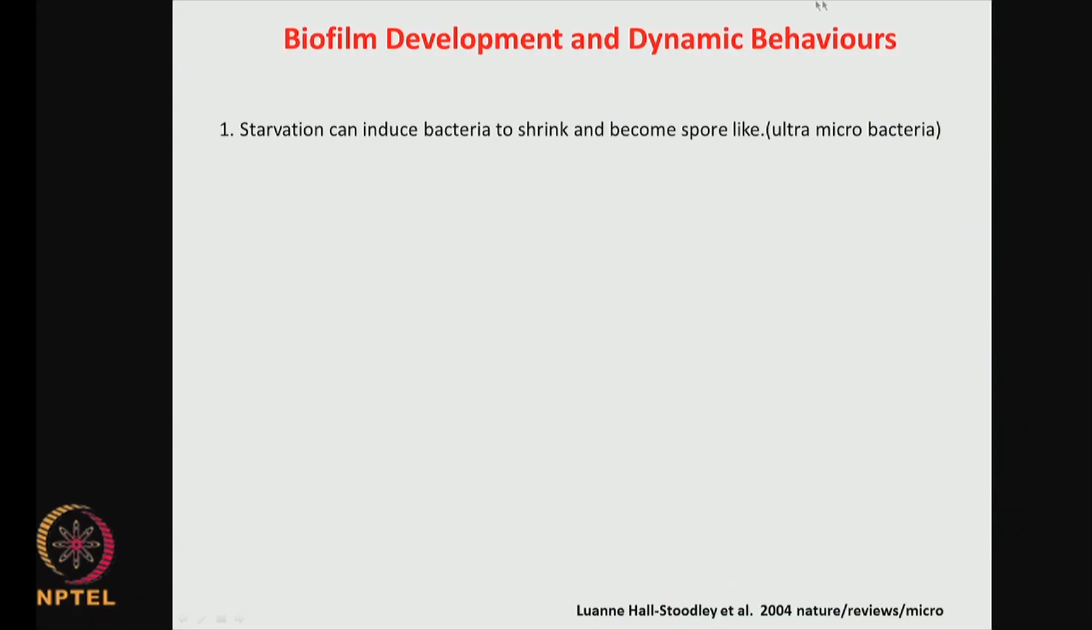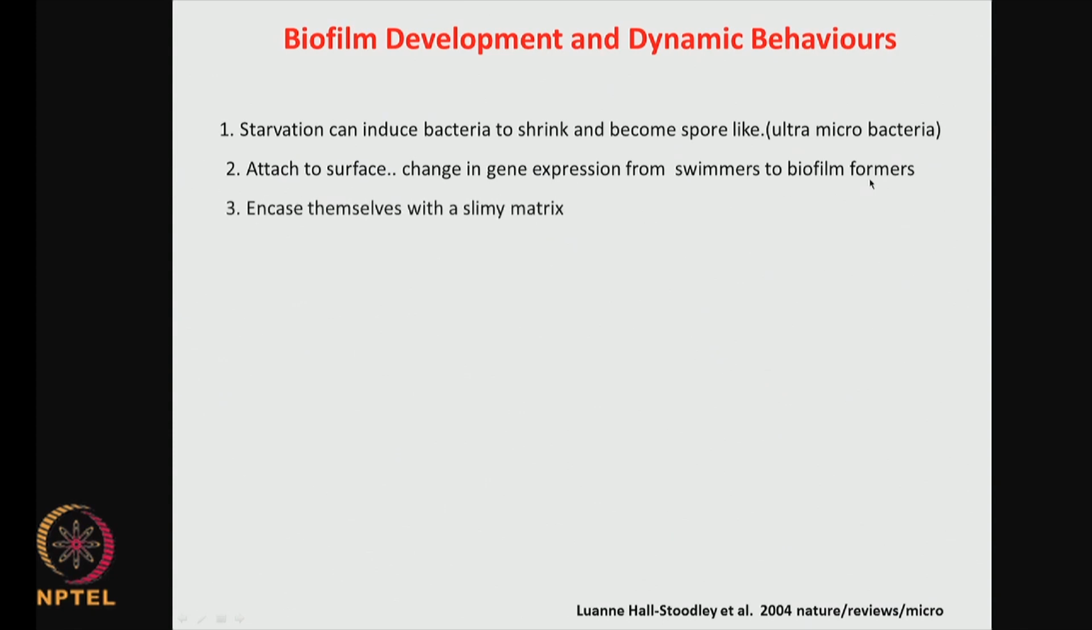So what happens is bacteria, when it undergoes starvation, can shrink and become spores. So they become very, very small, ultra micro bacteria, so they can attach to surfaces or they cannot be killed by antibiotics. Once they attach to a surface, there is a change in gene expression from swimmers to biofilm formers. So there is a change in gene expression of those bacteria when it is in the sessile form as against when it is in the biofilm form. They can encase themselves with a slimy matrix, we call it exopolysaccharide, a lot of sugar, so there is a slimy matrix that is forming on top of it.